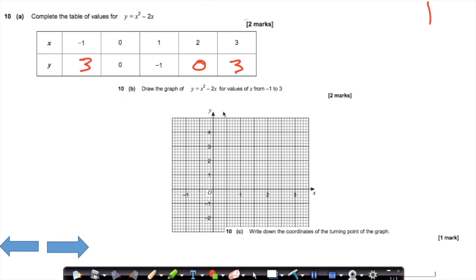Draw the graph of x squared minus 2x from the values minus 1 to 3. So basically we've just got to draw on these values onto this grid. Well, minus 1, 3, remember it's x first then y, so x value minus 1, y value is 3. So I could do a little dot across here. 0, 0 is the next coordinate, so we're talking about here. 1 and minus 1, so here. 2 and 0, looks like here. And 3, 3, so 3 along and 3 up, so there.